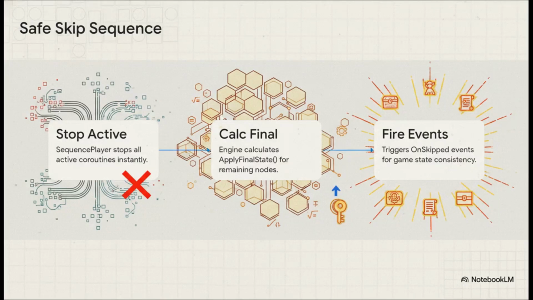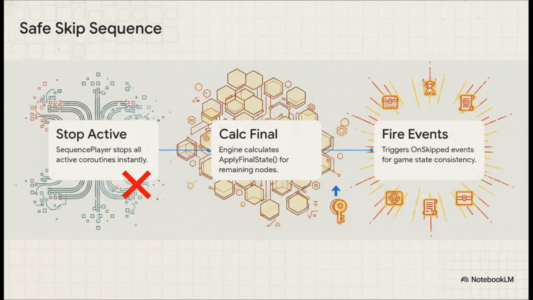But here's the real mic drop feature, the ultimate solution to cinematic skipping. When a player hits that skip button, the system doesn't just stop the animation and hope for the best. First, it immediately stops all active coroutines. Second, and this is spectacular, it invokes the apply final state method mathematically for all remaining nodes in a single frame. It literally calculates the exact final state.